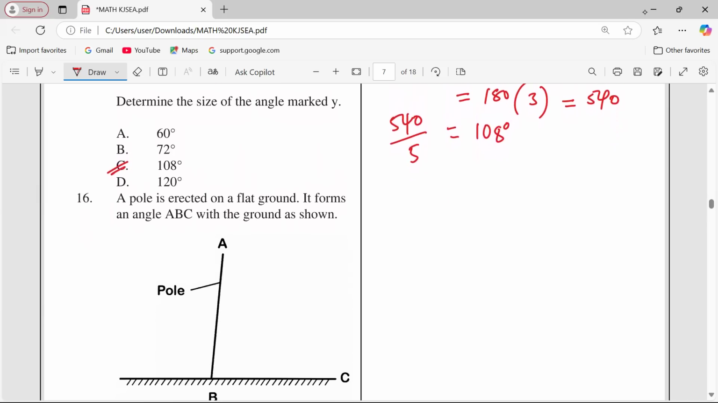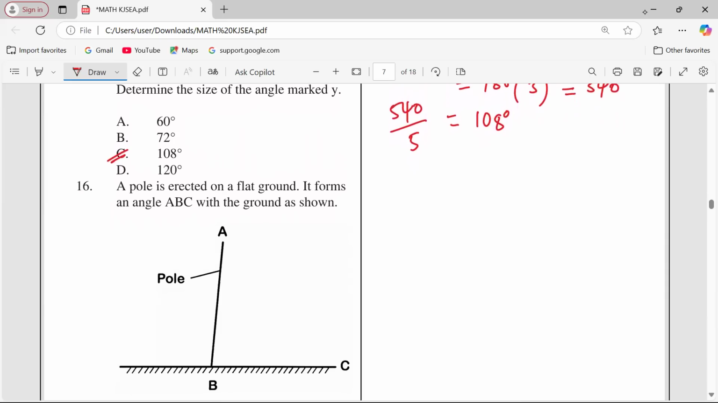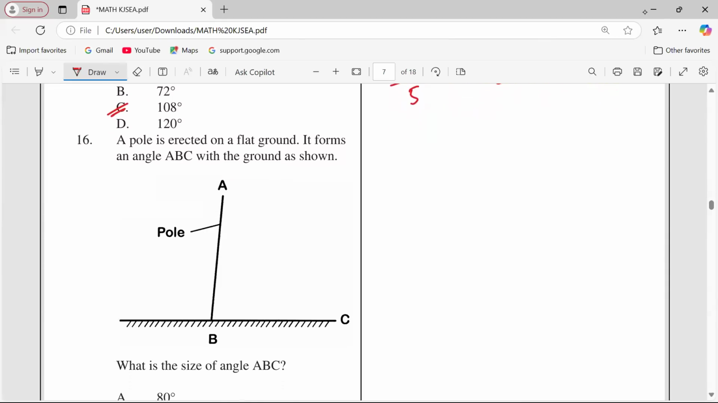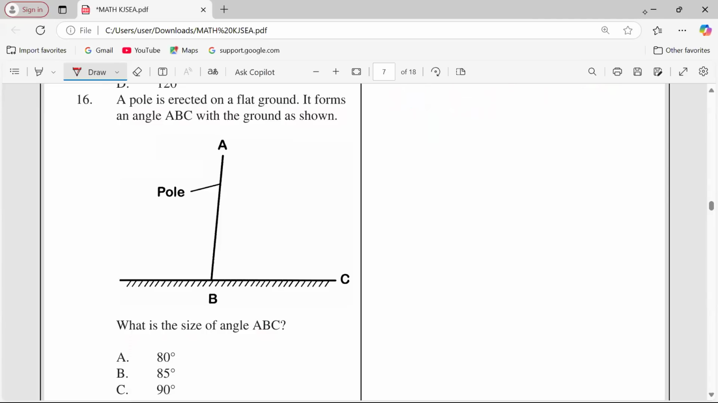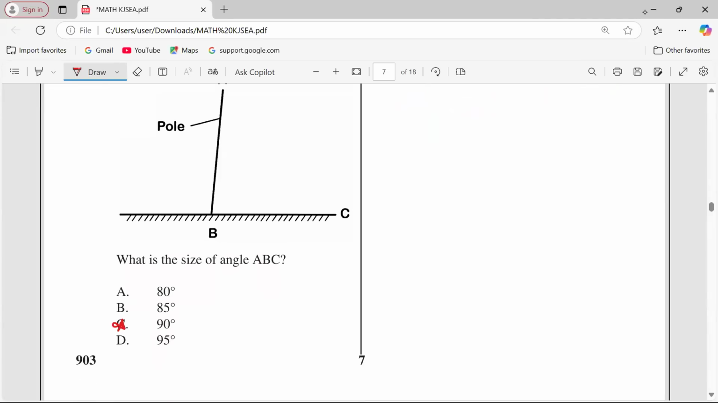Number 16. A pole is erected on a flat ground. It forms an angle ABC with the ground as shown. So we can see a pole which is not very vertical, so it's not 90 degrees. When you also look at the angle, it's acute, not greater than 90. So we eliminate the others. What is the size of the angle? So when you measure this, you get exactly 85 degrees. This is something I've already measured.